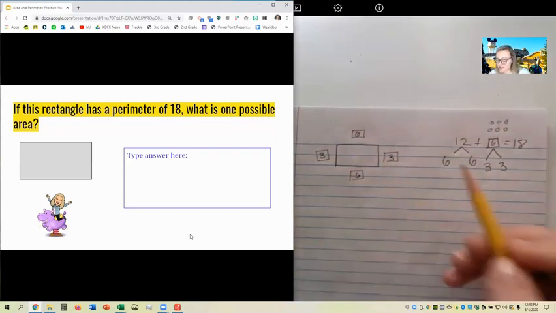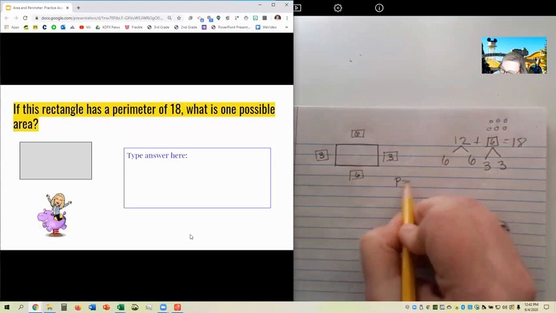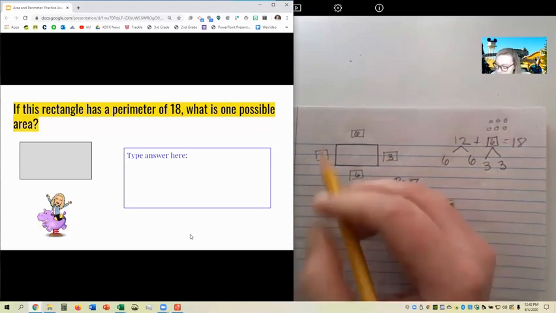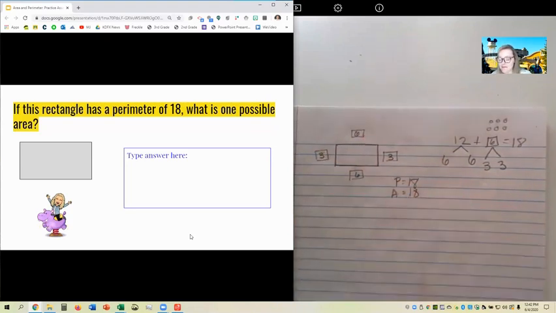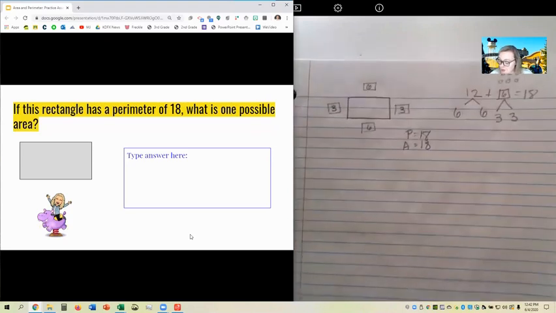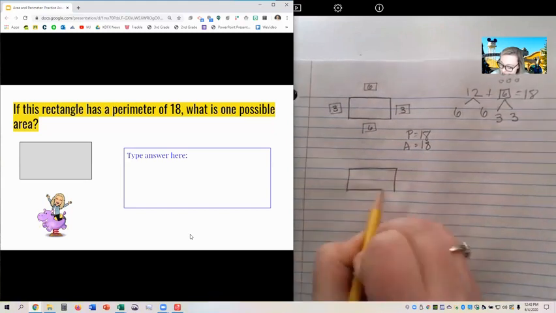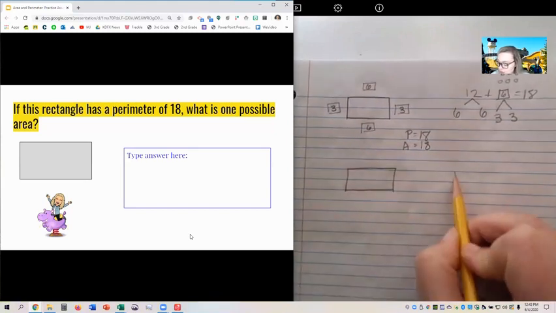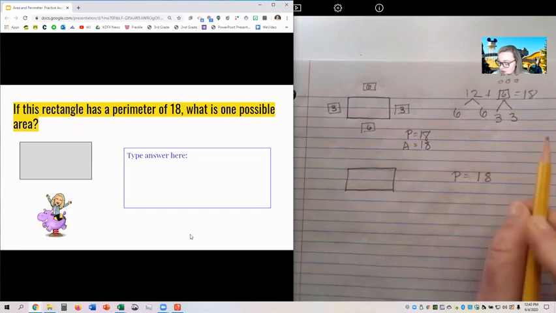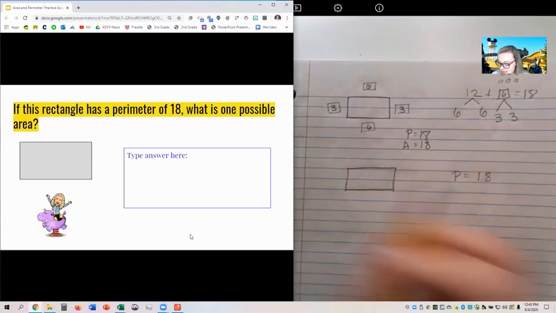That's one set of sides. And so then our perimeter would be 18. And our area would be 3 times 6, which is also 18. Okay? What if we did it a different way? Let's see if we can think of a different way to do it. If our perimeter is equal to 18, what if we did... Let's start it this way.